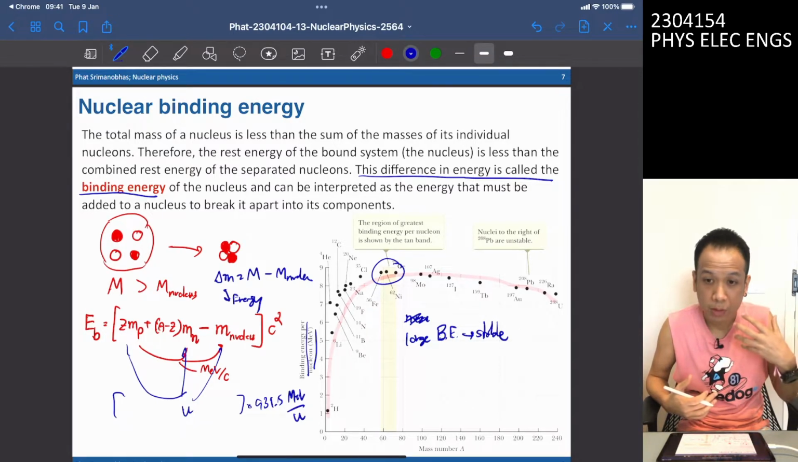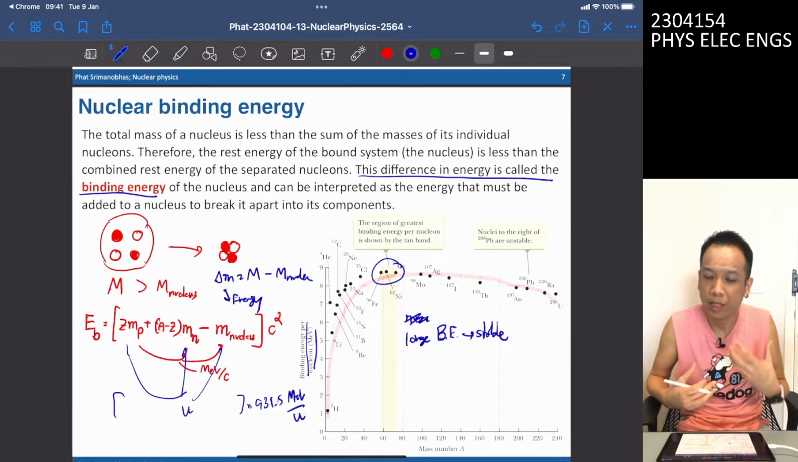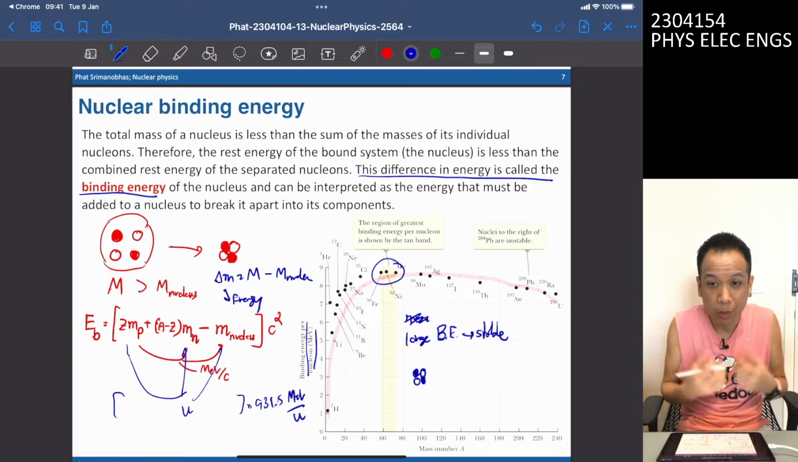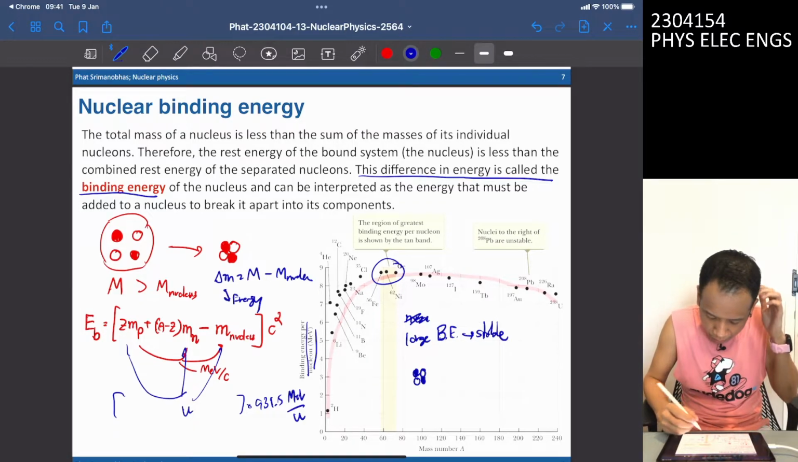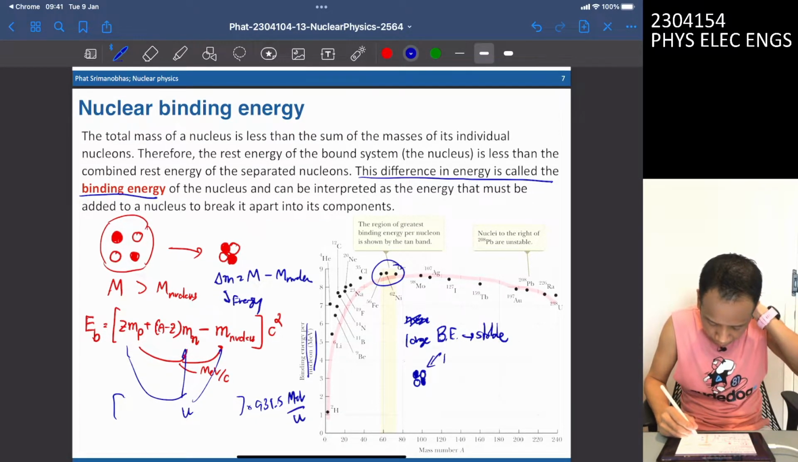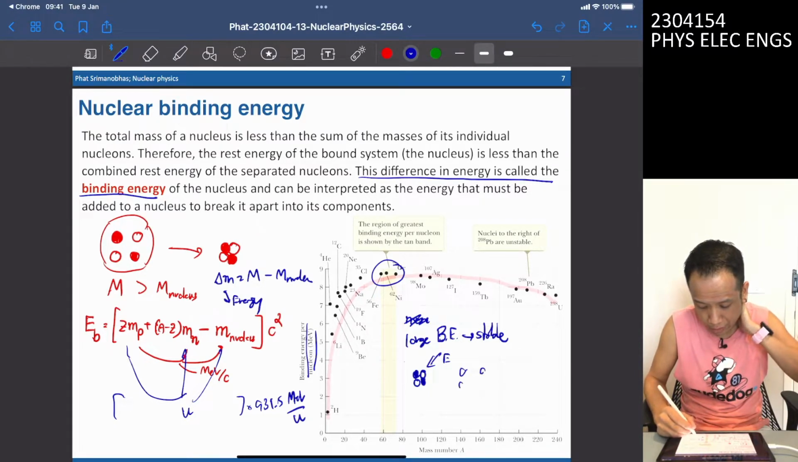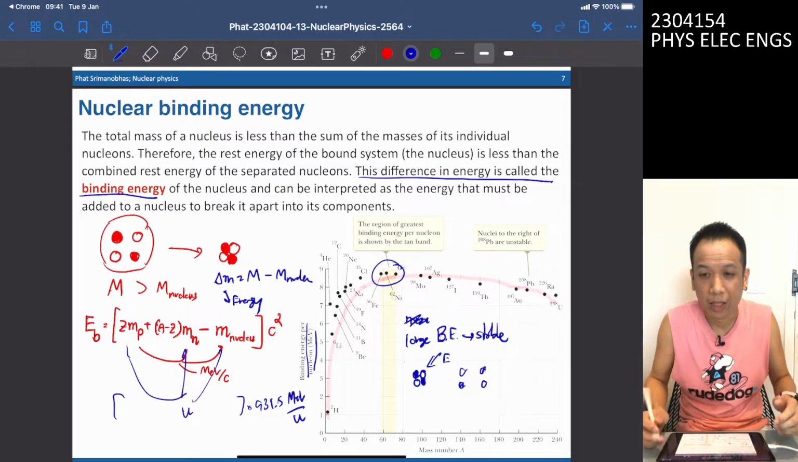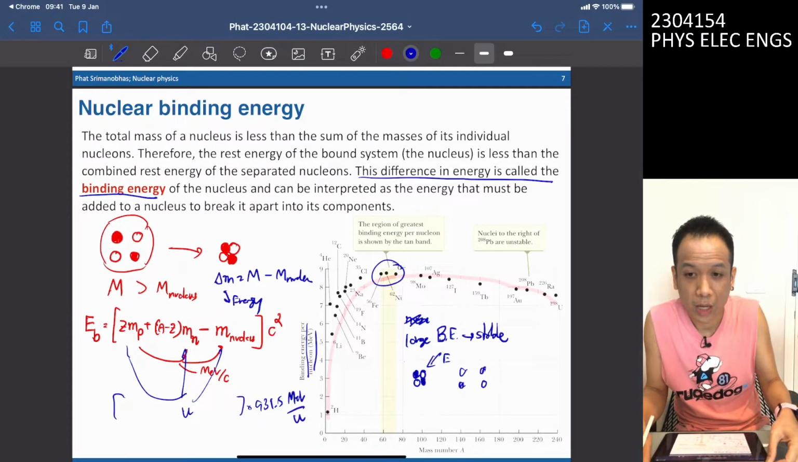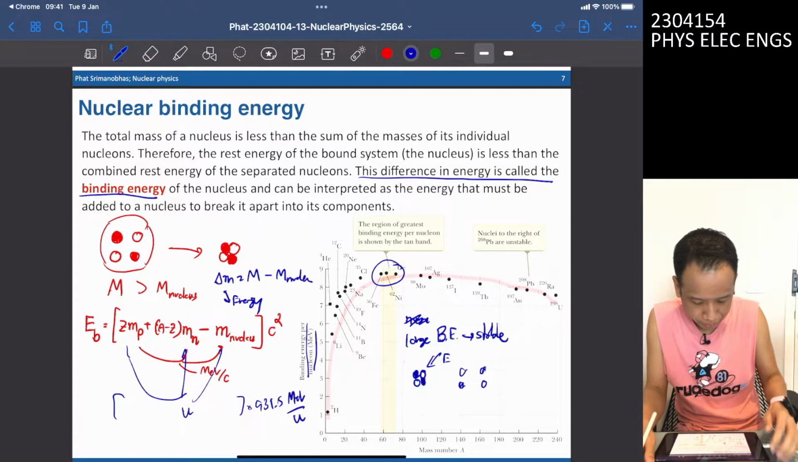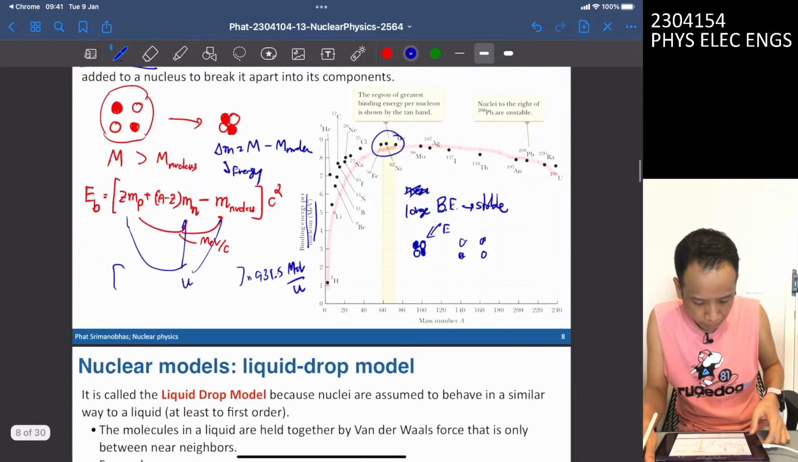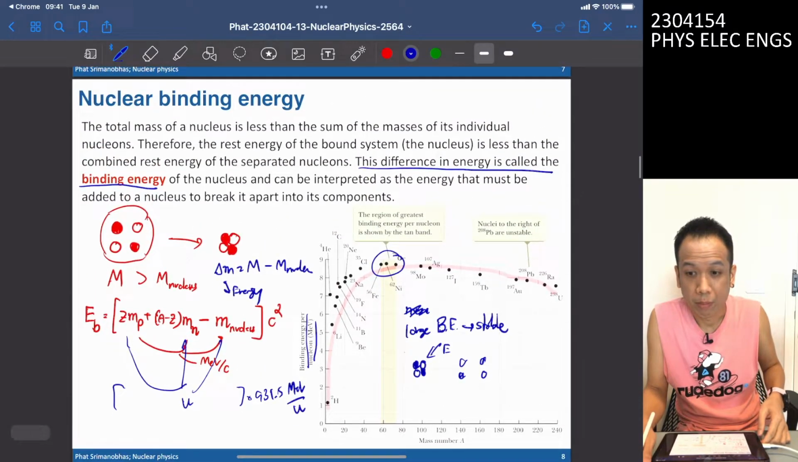If you're still confused about what exactly it means, let's imagine that you have a nucleus and you want to break it. If you want to break it, you need to put in energy, and then you can break it apart. The energy you need to put in is equal to the binding energy, so you can break it. Okay, so this is the concept of nuclear binding energy.